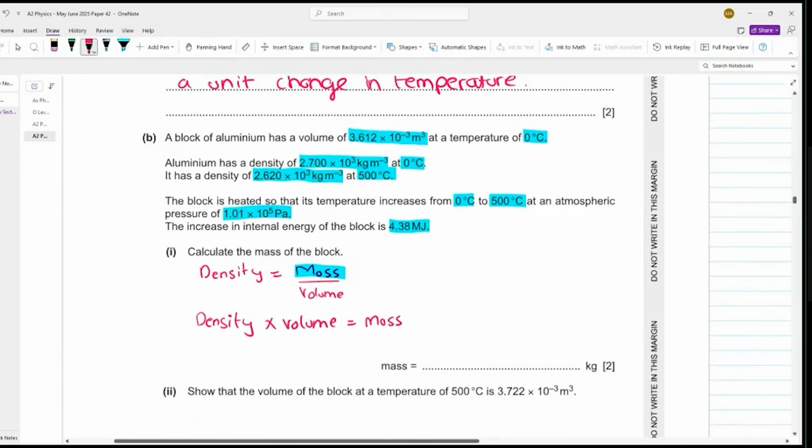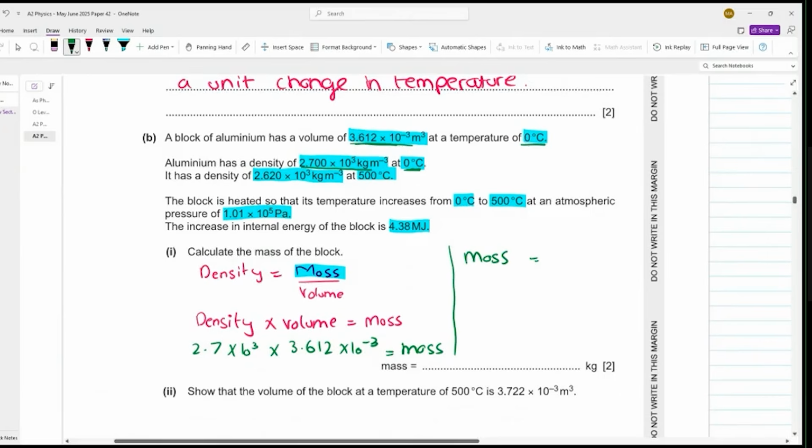Now, please, for the love of God, आपने density और volume same temperature पे लेना है. If you are taking the density at 0 degree centigrade, you will take the volume as well at 0 degree centigrade. Density क्या है 0 degree centigrade पे? 2.7, 10 raised to the power of 3. What is the volume at 0 degree centigrade? 3.612, 10 raised to the power of minus 3. What does your mass comes out to be?